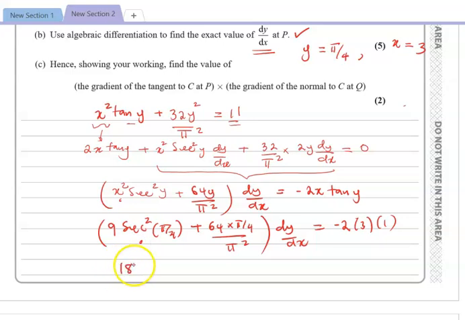So you're going to have 18 plus, what I will do for this one here, because this is the multiplication, I'm just going to write it. You can do it mentally, but you're writing it as 64 over pi squared multiplied by pi over 4. So you cancel this out like that, and then this one here becomes 16, such that you have this as 16 over pi. All of this is the dy dx. This one equals, on this side, just minus 6.